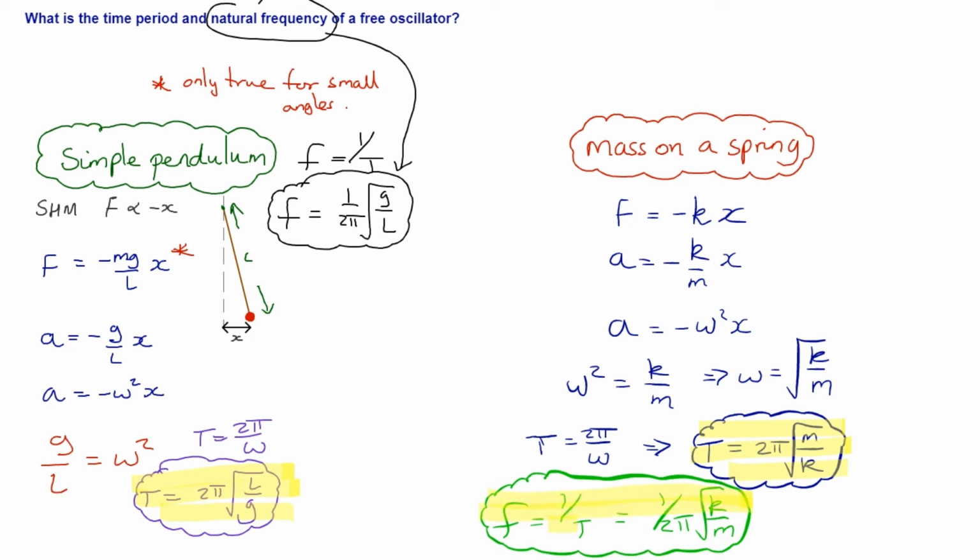And so just bear in mind that in the exam, they give you the time period equation. So they give you that one and that one, for both the simple pendulum and the mass on a spring. They don't give you the frequency one, the natural frequency one. But of course, all you have to do is just 1 over the time period to get those. But questions do expect you to be able to use those and know what they're talking about.